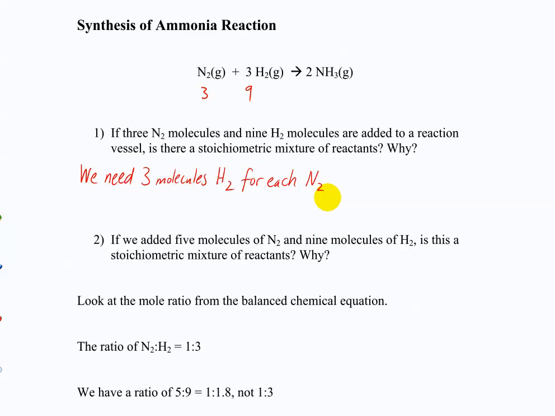Okay, second one then. If we have 5 molecules of N2 and 9 molecules of H2, is that stoichiometric or is that limited? It's limited. And what's the limiting reagent? The hydrogen is limiting, because we've got enough nitrogen that we would need how much hydrogen? If this were stoichiometric, you would need 15 hydrogens, because you need 3 times as many hydrogens as nitrogens. Since we don't have 15, we only have 9, that's limiting.